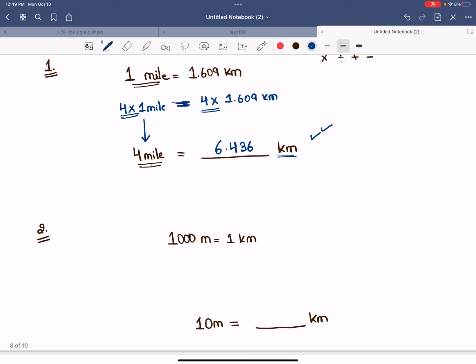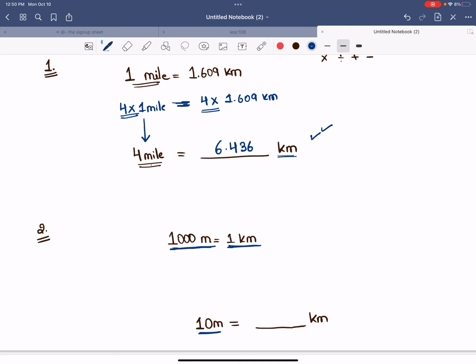Question number 2. This needs 2 steps in it. So this is saying 1,000 meters, M is for meters, not for miles, just to be careful. 1,000 meters is a kilometer, okay? And the question is, how many kilometers are there in 10 meters? Some of you might be good with maths, and you can just immediately see how to change from here to here. But that's good. But those of you who have no idea what's happening here, let's go slowly about this.